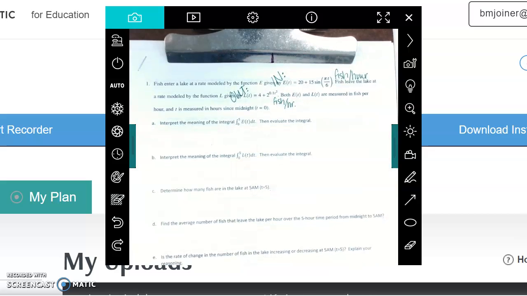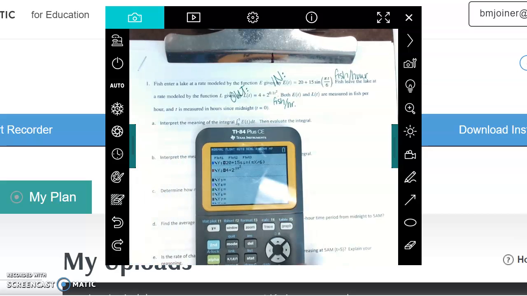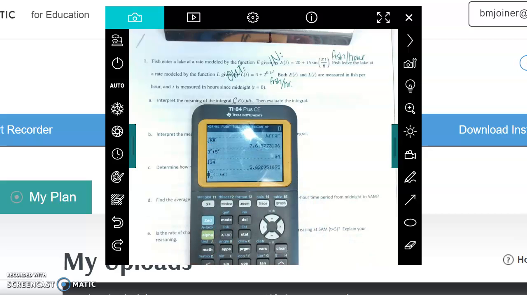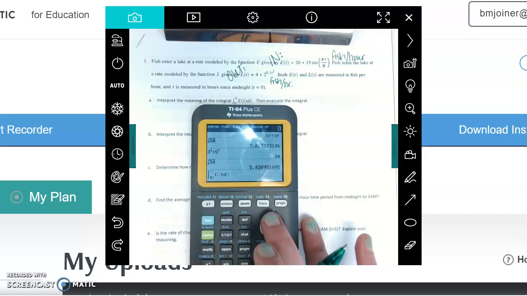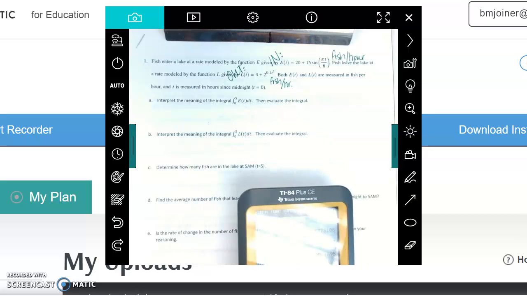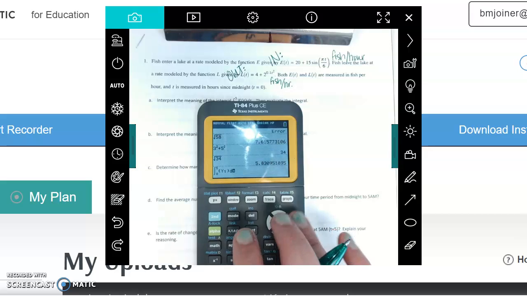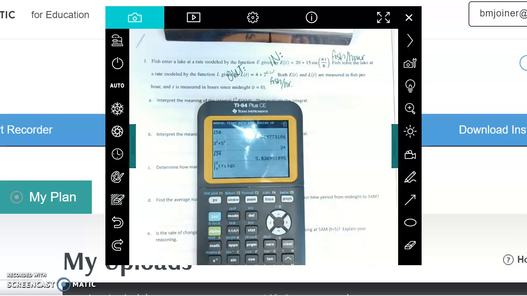So part A says, interpret the meaning of the integral 0 to 5 of E of t, then evaluate. So let's evaluate it first in our calculator. So remember, you're going to do math 9. And I forgot to check my mode. I'm in radians, which is good. So 0 to 9, or 0 to 5, sorry. And then E of t was my y1, and then dx, just like that. So I get 153.4576.